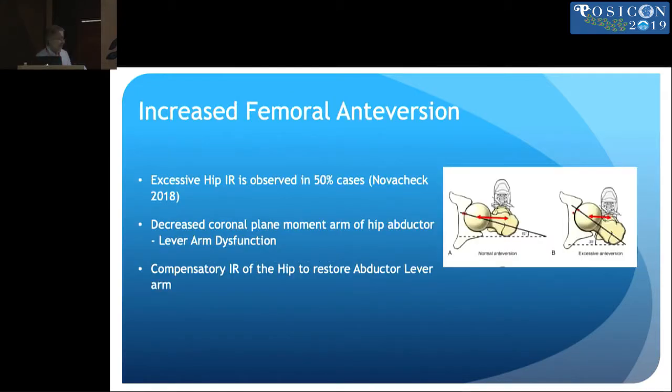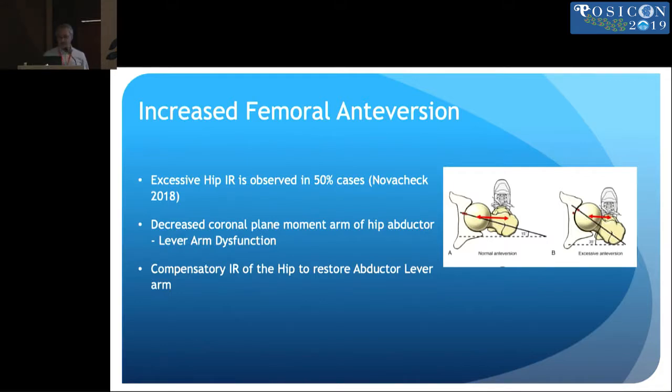So let's tackle femoral anteversion first, because it's very common to have femoral anteversion in cerebral palsy, and Novacek found about 50% cases there. What happens with increased internal rotation of the hip? There is the diagram to show you what happens. Increased anteversion causes the trochanter to move back. The lever arm is decreased for the hip abductor, which is already weak, and therefore you get a decreased coronal plane moment arm of the hip abductor, and in order for the child to improve the efficiency of the abductor, they tend to internally rotate the hip so as to restore the abductor lever arm.